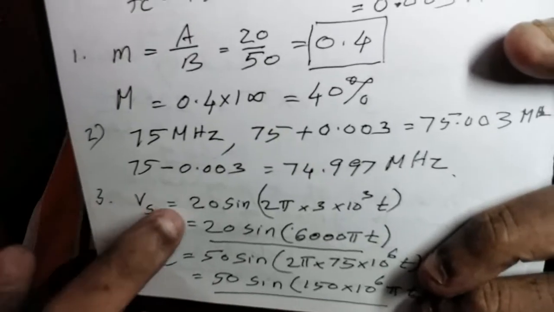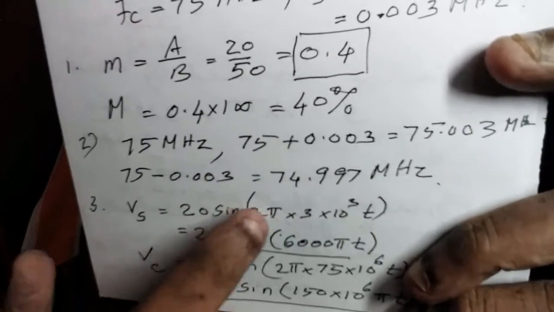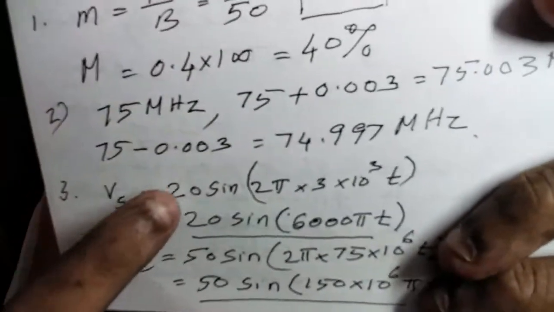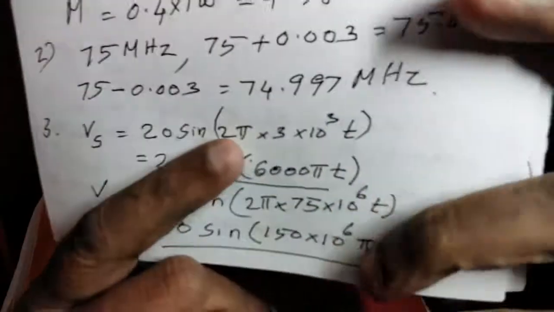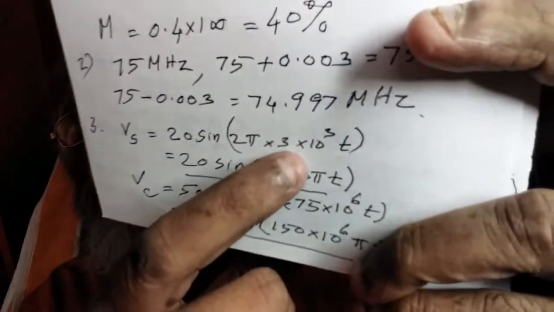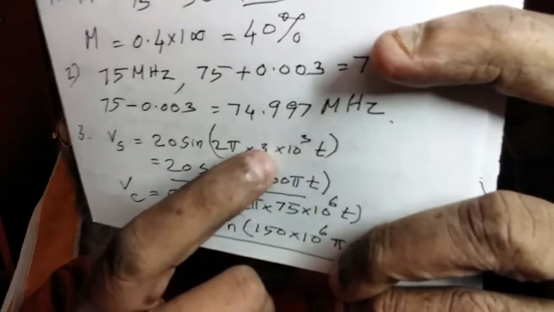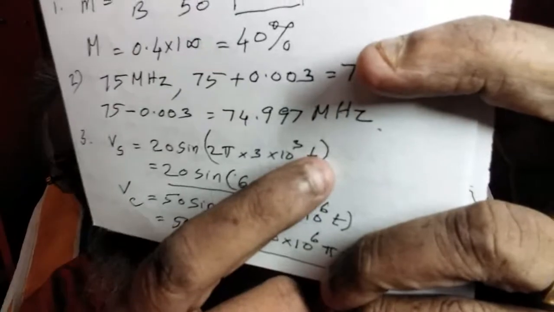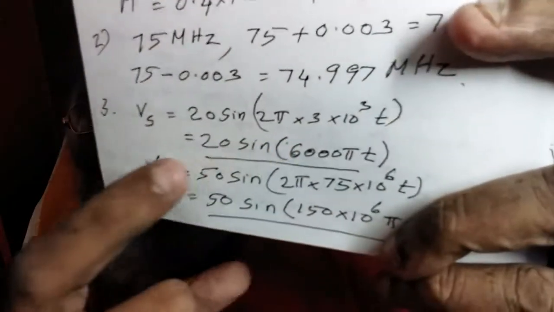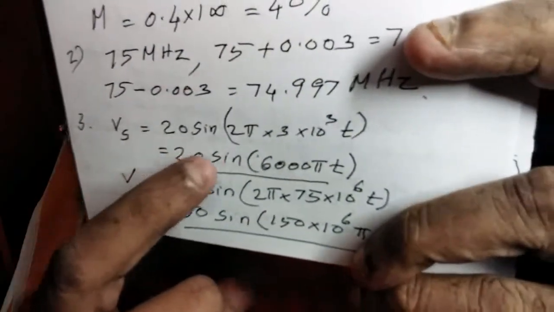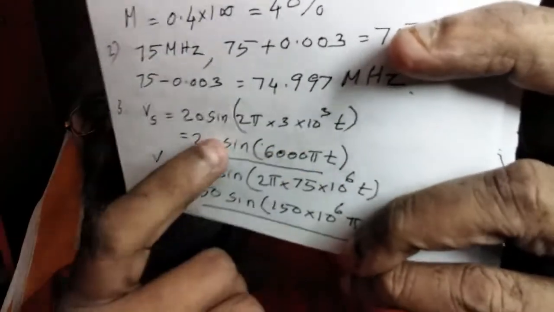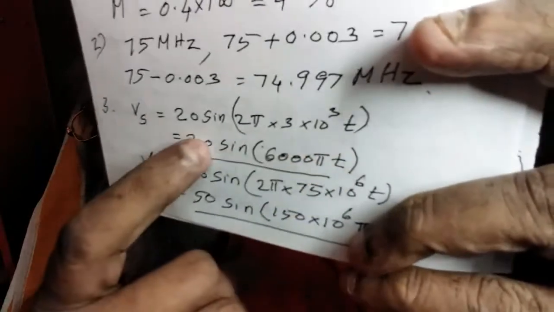Then the last question is equations of the audio signal wave and carrier wave. Audio signal wave: amplitude A sin 2π fs t. So vs equals A, which is 20, sin 2π into fs, which is 3 into 10 raised to 3 hertz, into t, or vs equals 20 sin 6000π t. This is the required equation.